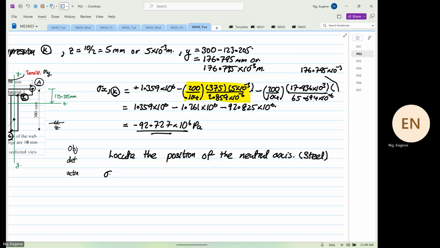Okay, so stress X is equal to 1.359 times 10 to the power 6. Okay, minus 200 over 104. We close bracket, and we have our My over Iyy multiplied by Z. Sorry, the true form is this is positive and this is negative.